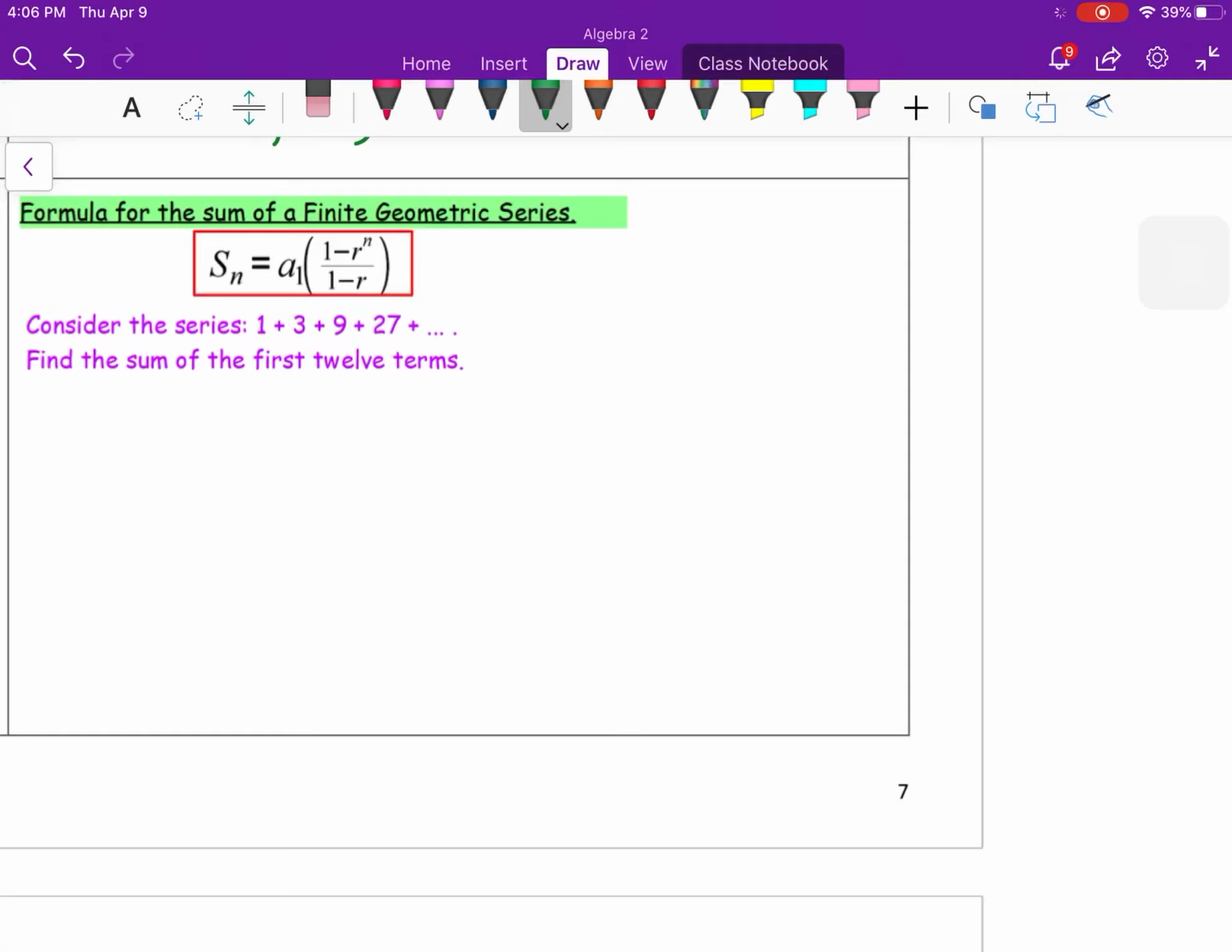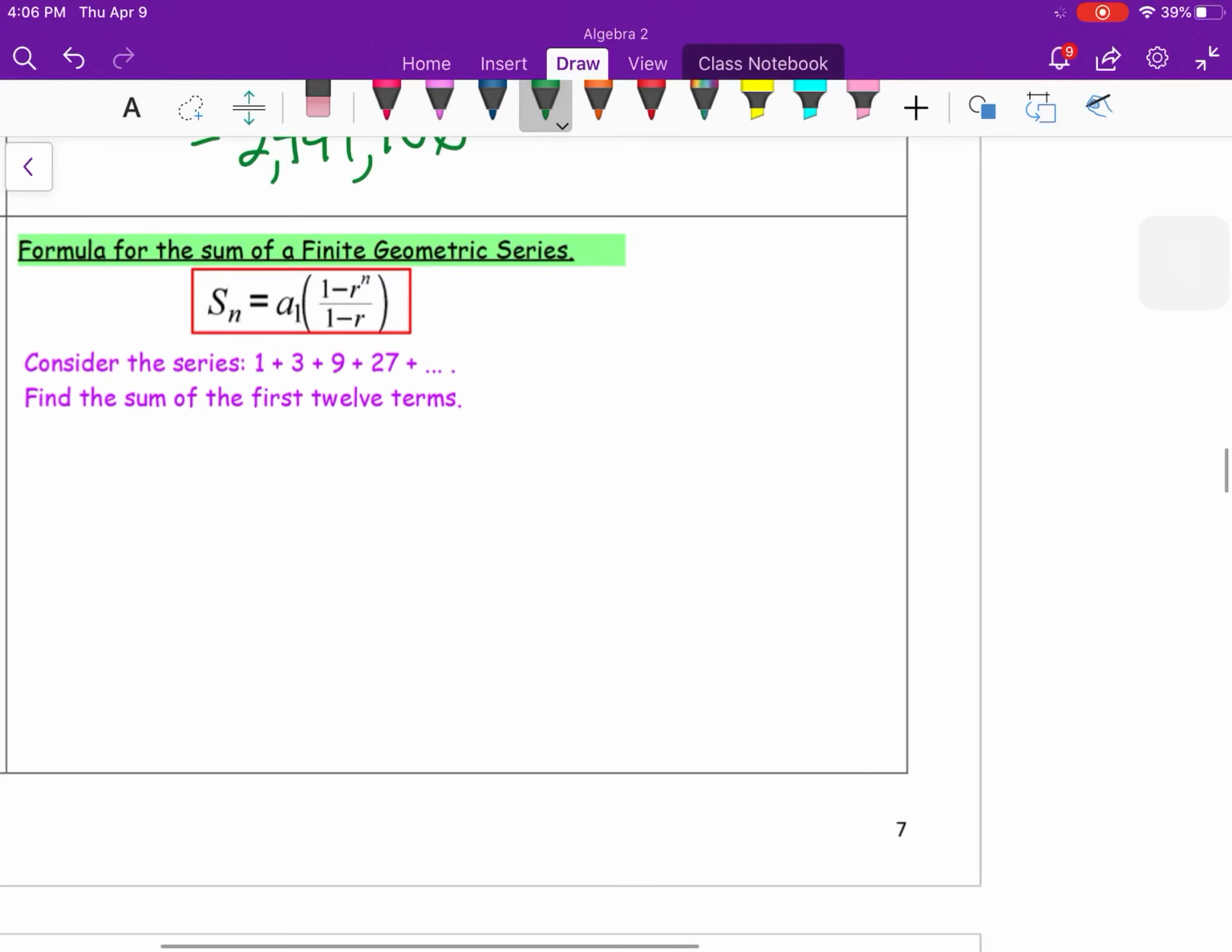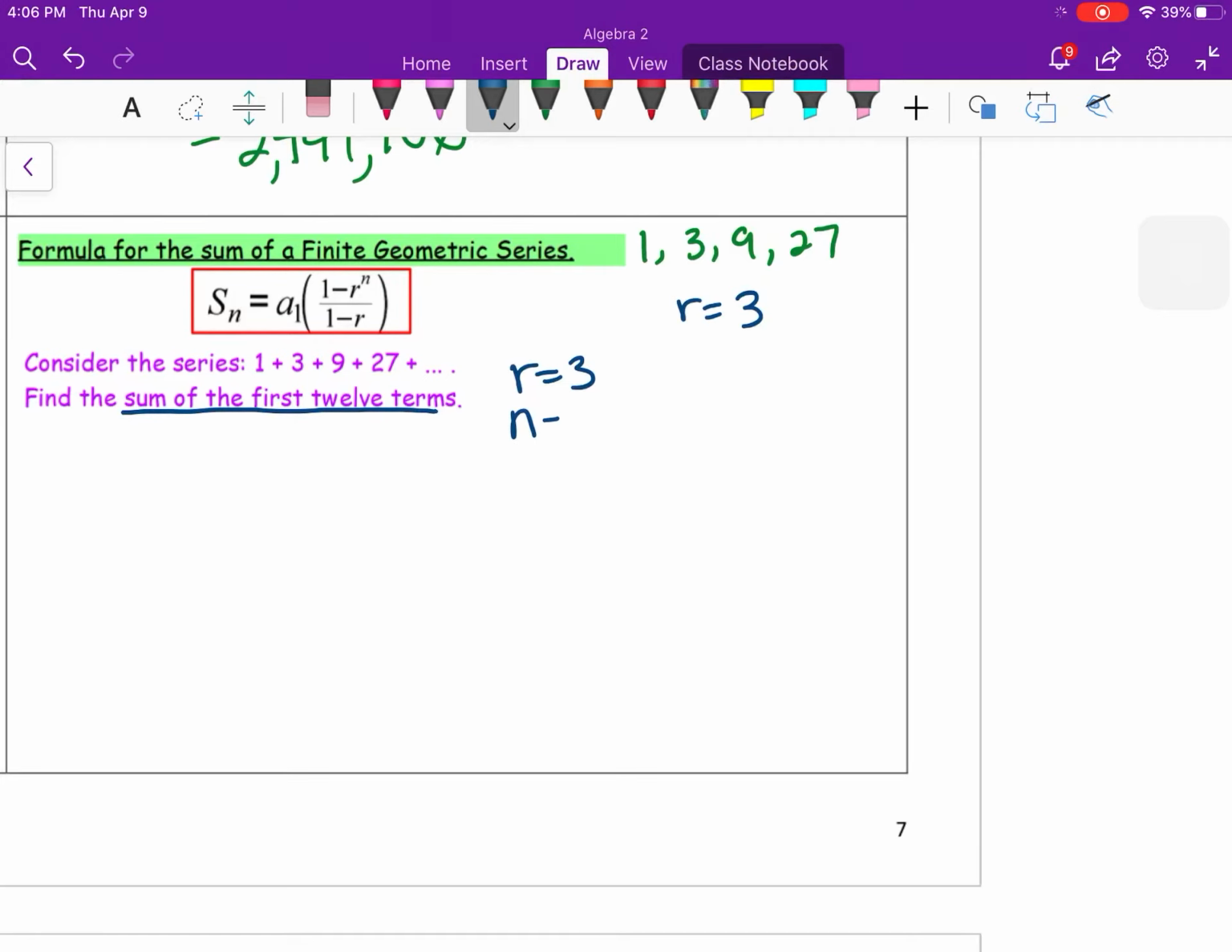All right, the next one. Here we have the series 1 plus 3 plus 9 plus 27. That goes along with the sequence 1, 3, 9, 27. In the sequence you can see that you're multiplying by 3 every time. So to find the sum of the series, your common ratio r is 3. Then I want the sum of the first 12 terms, so that means my n will be 12. And then the first term is 1 again.